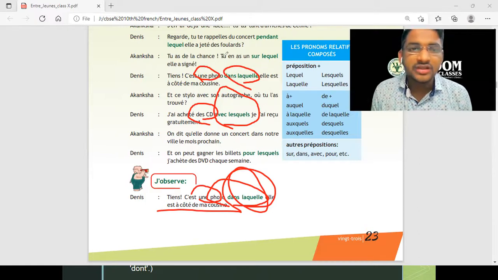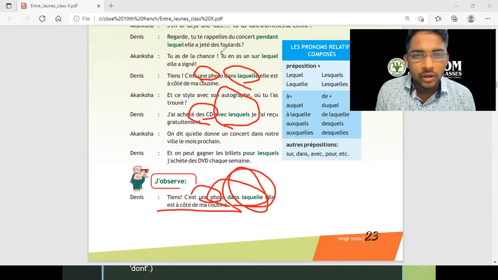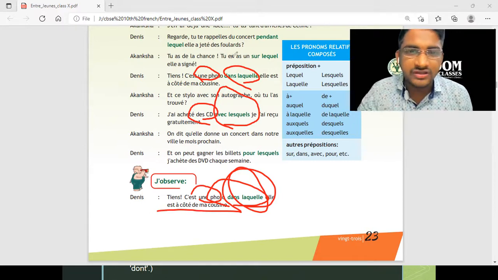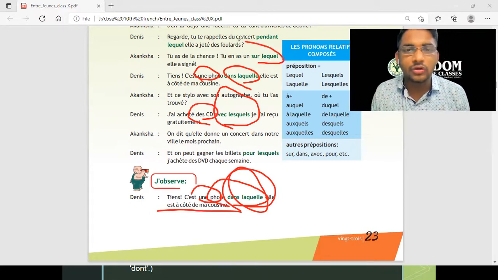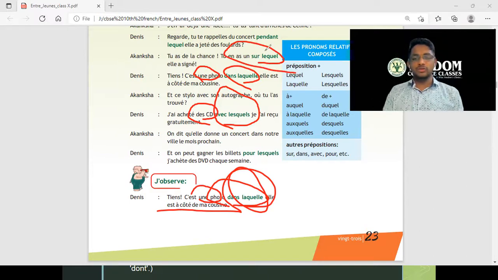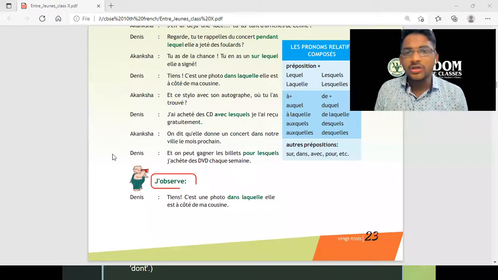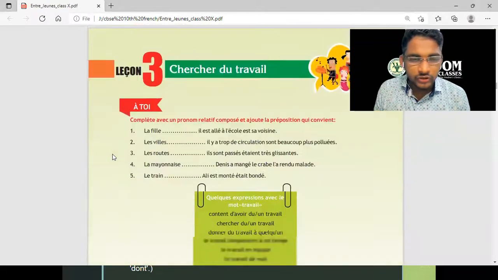Over here if you see, tu as de la chance, तो हम यहाँ पे किसकी बात कर रहे हैं स्टूडेंट्स, यहाँ पे हम बात कर रहे थे स्कार्फ की. स्कार्फ, तो स्कार्फ मैस्कुलिन सिंगुलर, तो यहाँ पे भी ये मैस्कुलिन सिंगुलर lequel यूज किया उन्होंने. So you just have to look at the noun and decide which pronom relatif composé will be used.